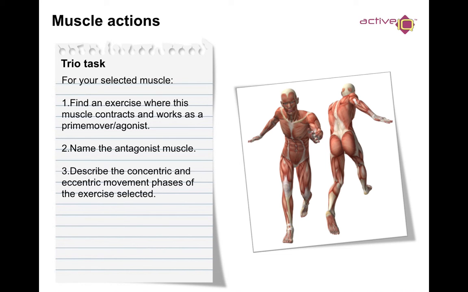Okay, another task for your selected muscle: find an exercise where this muscle contracts and works as a prime mover or agonist. Name the antagonist muscle. Describe the concentric and eccentric movement phase of the exercise selected. Okay, so pause it there and you can start to conduct those trio tasks.